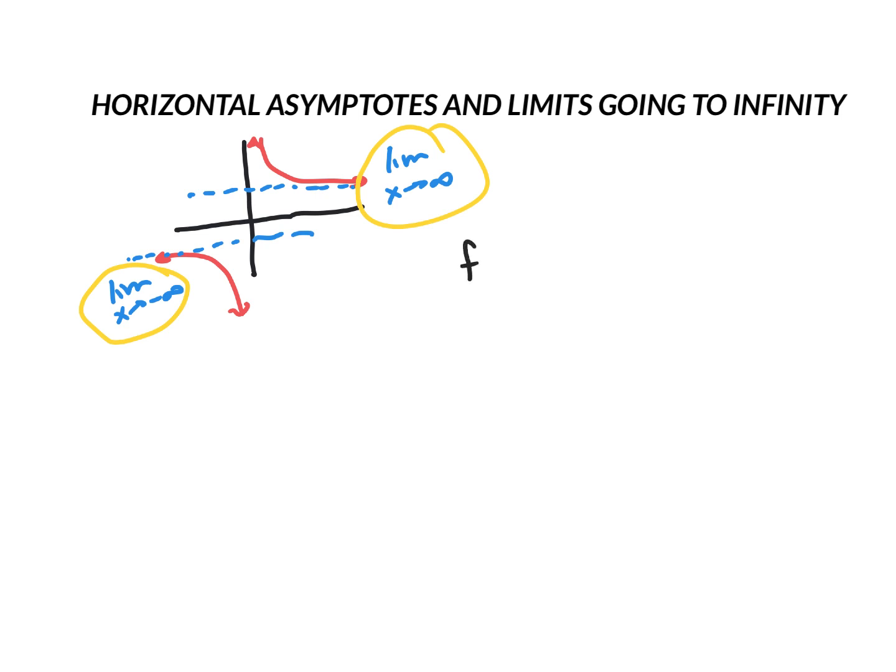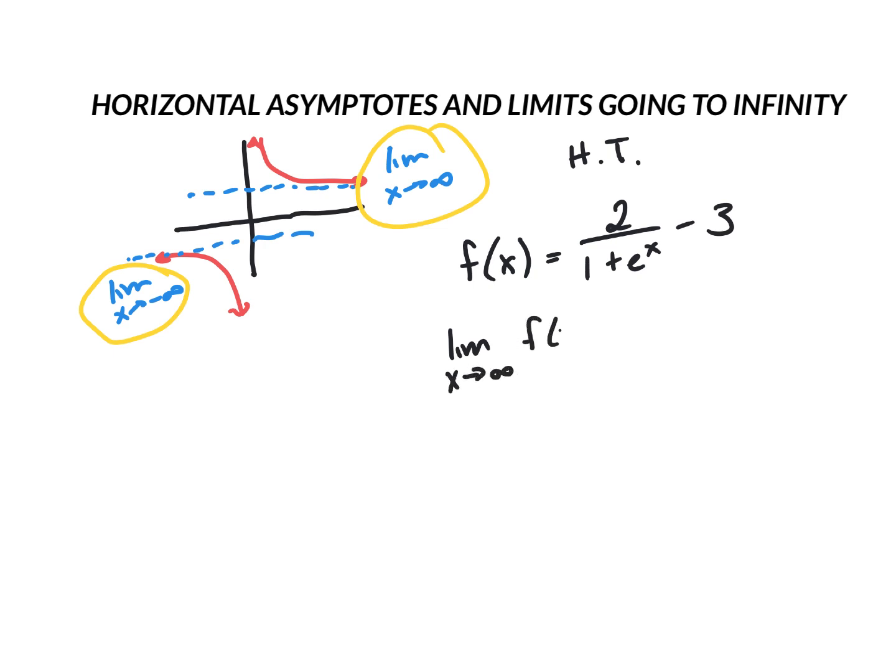Let's say our function is 2 over 1 plus e to the x, minus 3. And again, if you were asked for the horizontal asymptotes, which is a question that's coming up more and more, you're being asked, what is the limit as you go towards infinity for that function? And what is the limit as you go towards negative infinity for that function? And most times people forget the negative one.